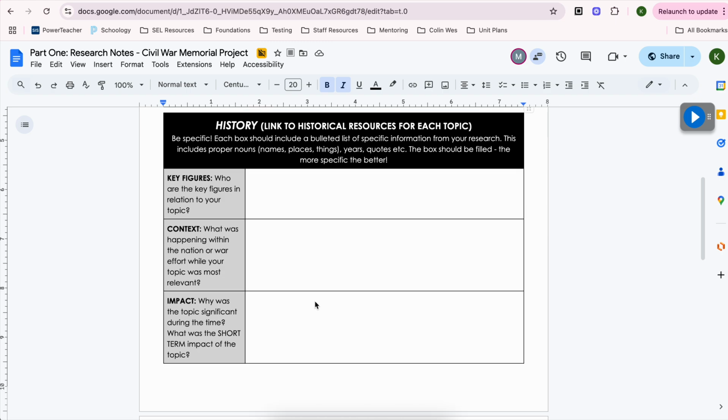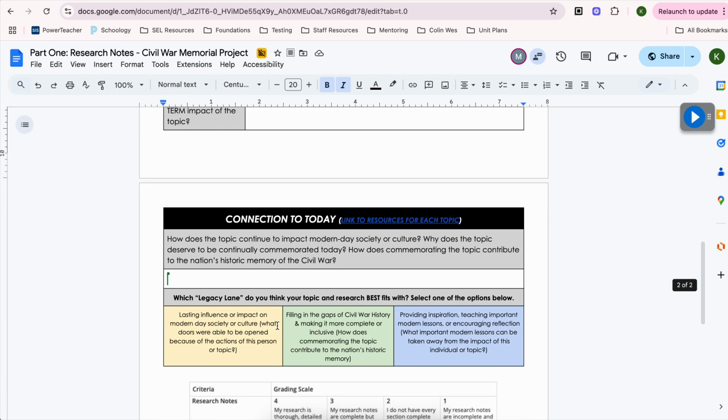In the history section in particular, you need to focus on key figures, so who was involved, context, what was happening within the nation or war effort while your topic was most relevant, and the impact. Why was the topic significant during the time? What was the short-term impact of your topic? So because of the decisions made by, for example, the person you're studying, what happened? That's the main goal.